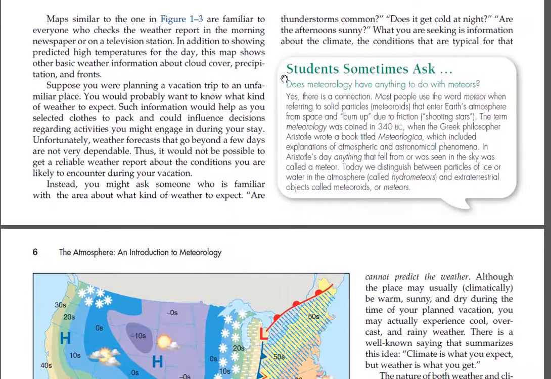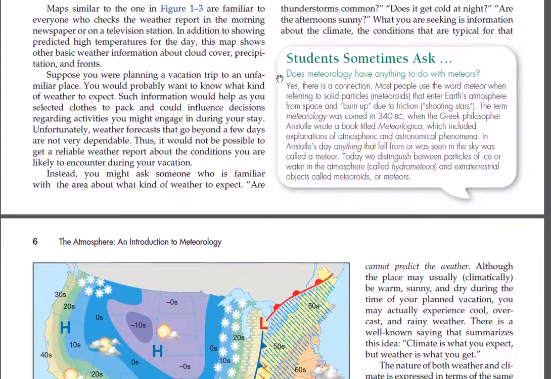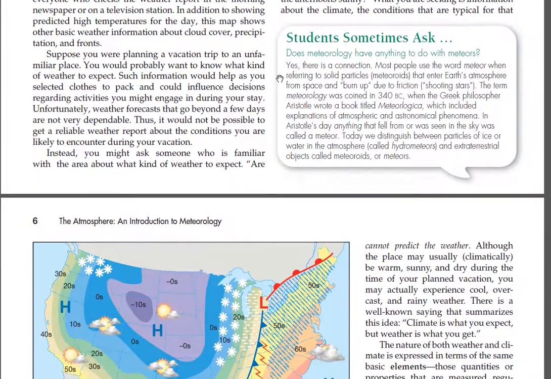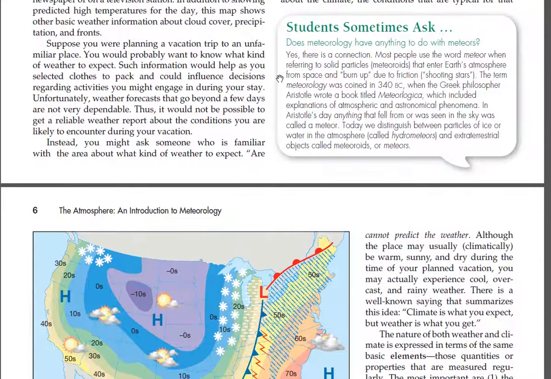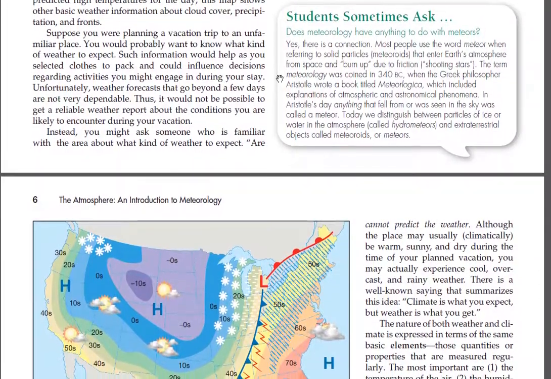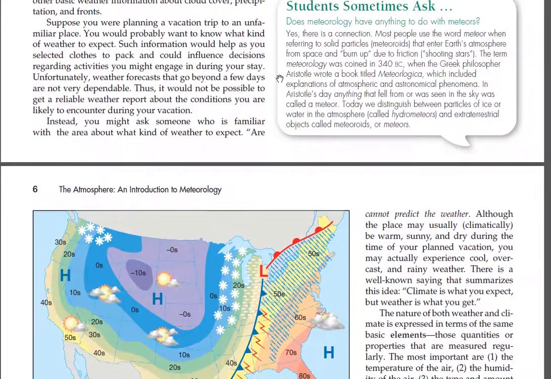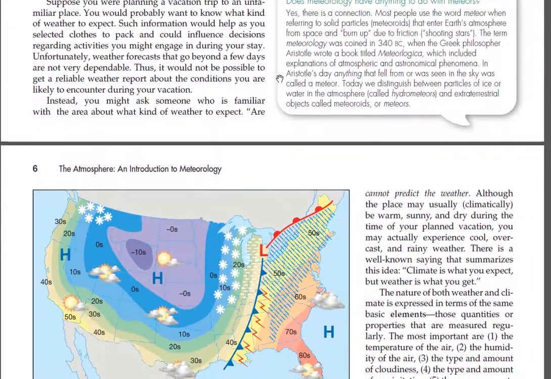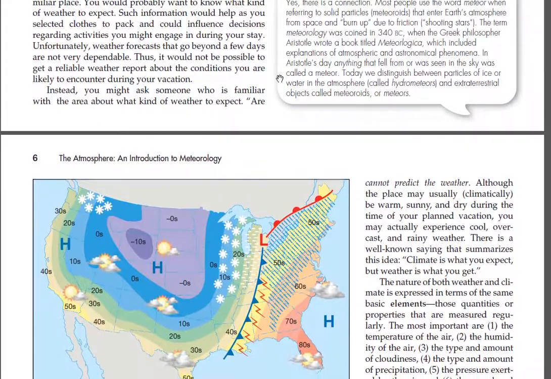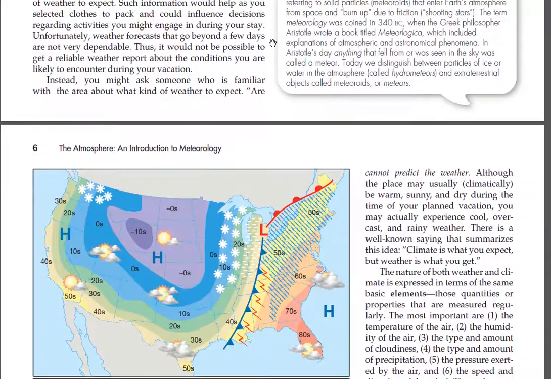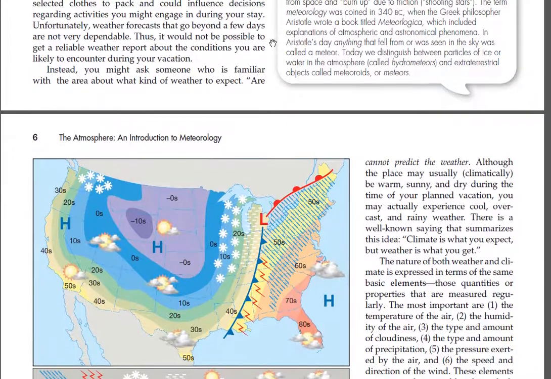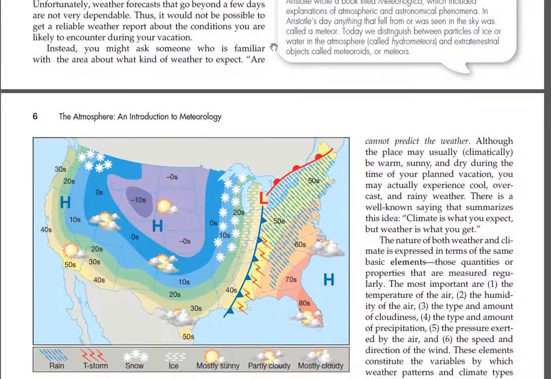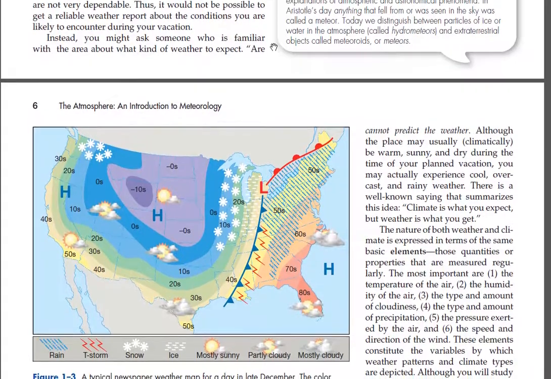Students sometimes ask, does meteorology have anything to do with meteors? Yes, there is a connection. Most people use the word meteor when referring to solid particles, meteoroids, that enter Earth's atmosphere from space and burn up due to friction, shooting stars. The term meteorology was coined in 340 BC, when the Greek philosopher Aristotle wrote a book titled Meteorologica, which included explanations of atmospheric and astronomical phenomena. In Aristotle's day, anything that fell from or was seen in the sky was called a meteor. Today we distinguish between particles of ice or water in the atmosphere, called hydrometeors, and extraterrestrial objects called meteoroids, or meteors.